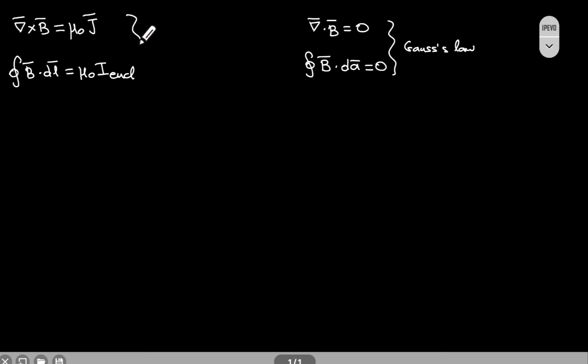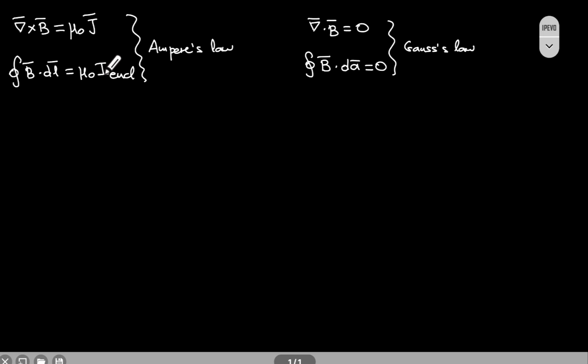Now, this is Ampere's law. In the differential form, this says that the curl of the magnetic field is equal to mu naught, the constant, times the current density. But you can also write the same expression in an integral form. That is the closed path integral of B dot dl is equal to the constant mu naught times the enclosed conventional current.